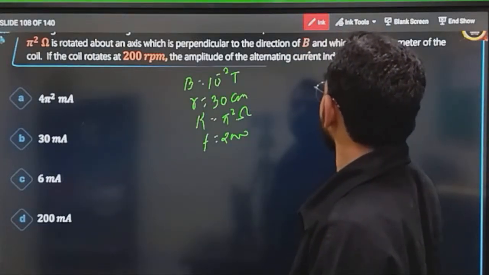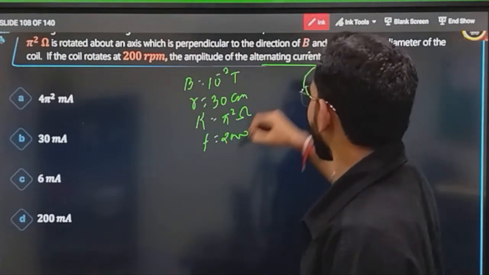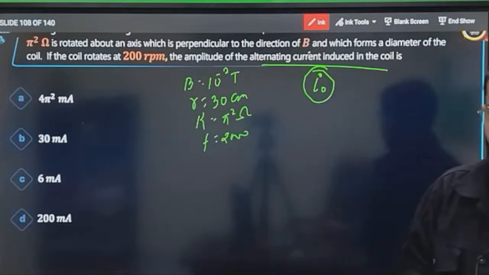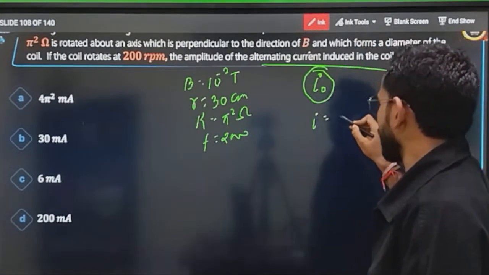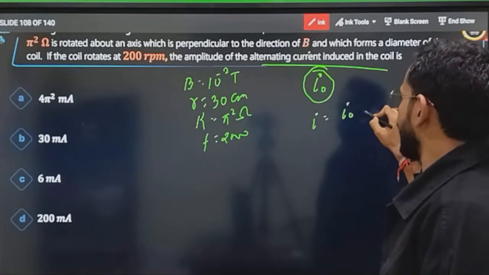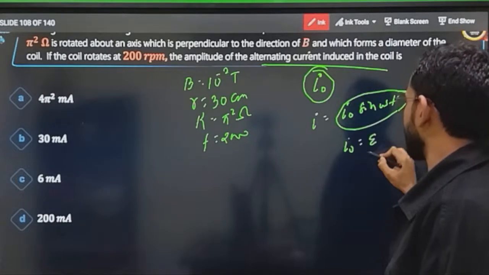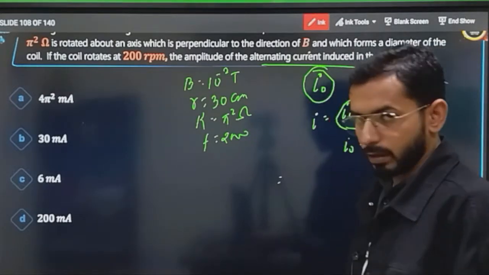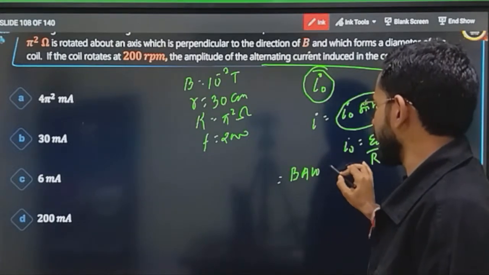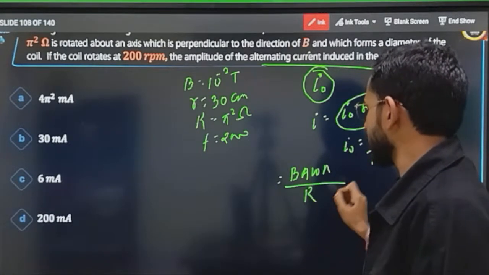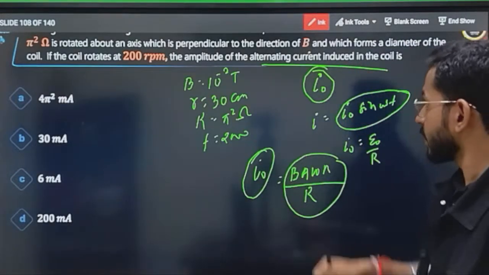What is the amplitude of the alternating current induced in the circuit? Amplitude is I naught, the question is asking you. You will understand more in the next chapter, but still, in the last case you remember how we wrote I is equal to I naught sine of omega t. I naught was written as E naught divided by resistance. And E naught was B A omega n, divided by the resistance. That is your current amplitude.